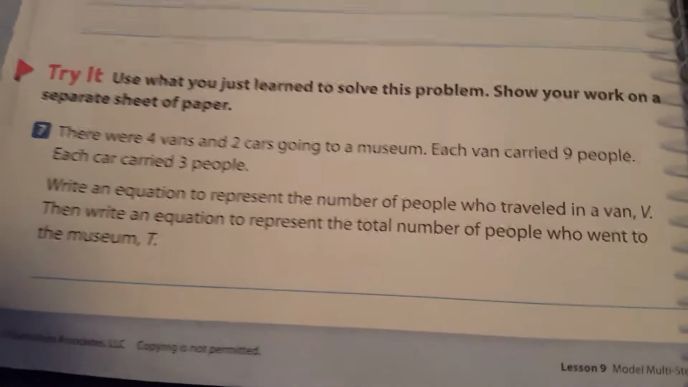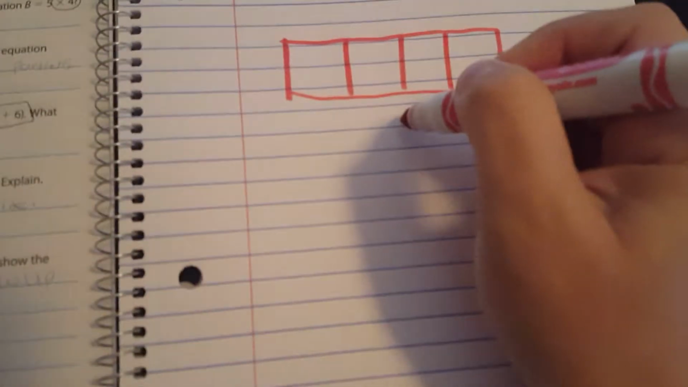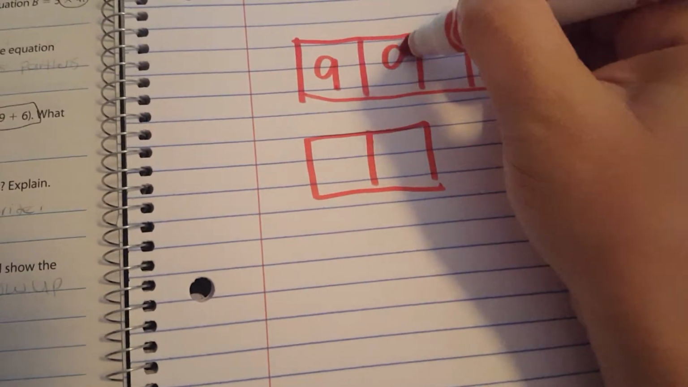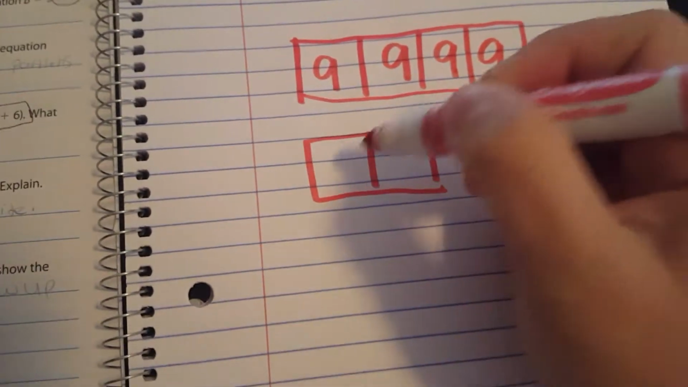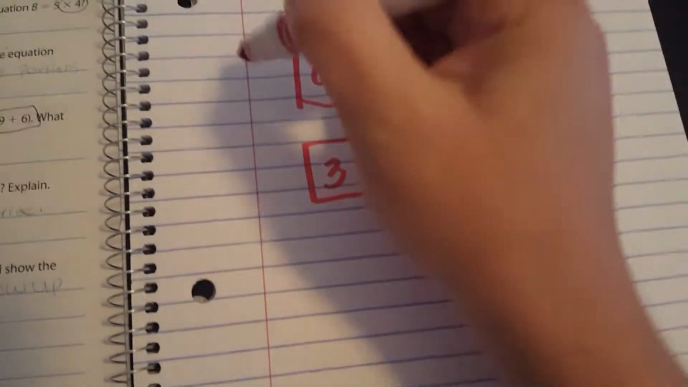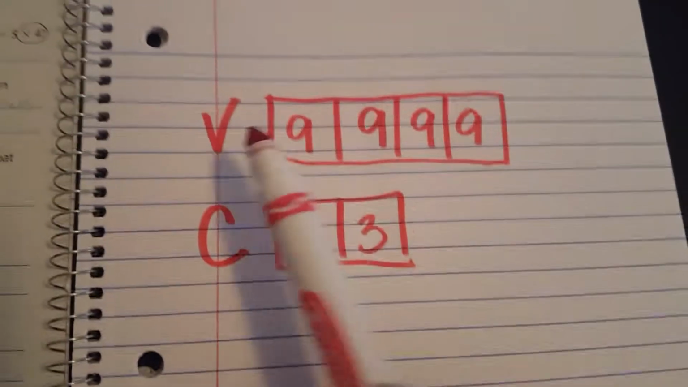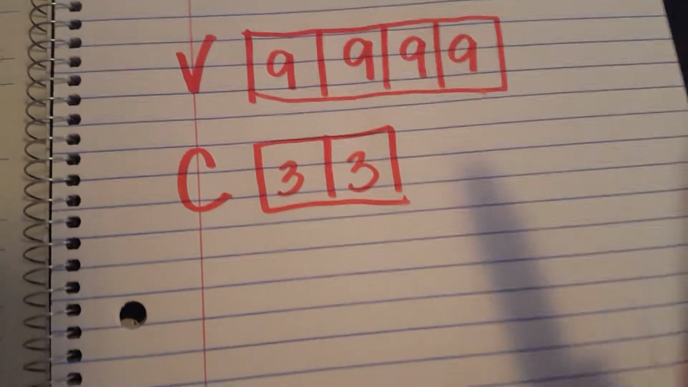So let's start with if you were to draw this as a picture. It said that there are 4 vans. So you would draw your bar model with your 4 vans, and then you would draw your 2 cars. And it's going to tell you that there were 9 people in each van, and it's going to tell you that there were 3 people in each car. So these are your vans and these are your cars, okay? So that makes sense. And so if you were going to solve this problem, you would first figure out how many people were in the vans and then add up how many people were in the cars.